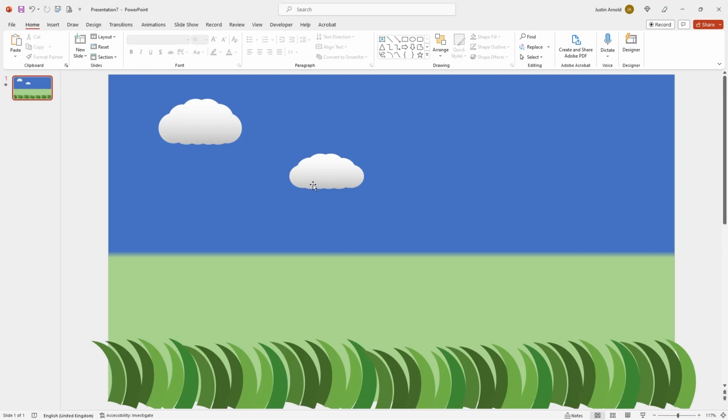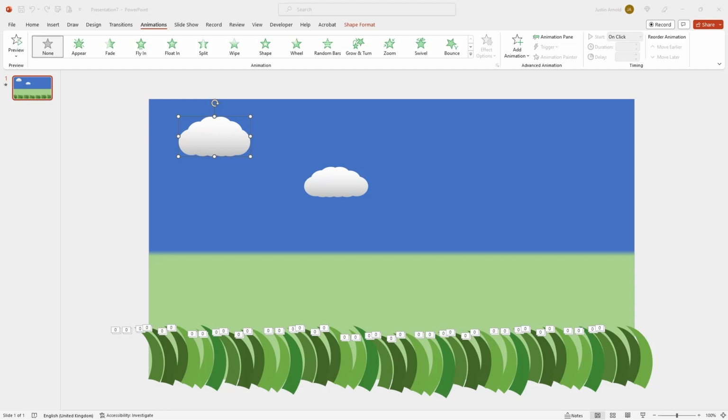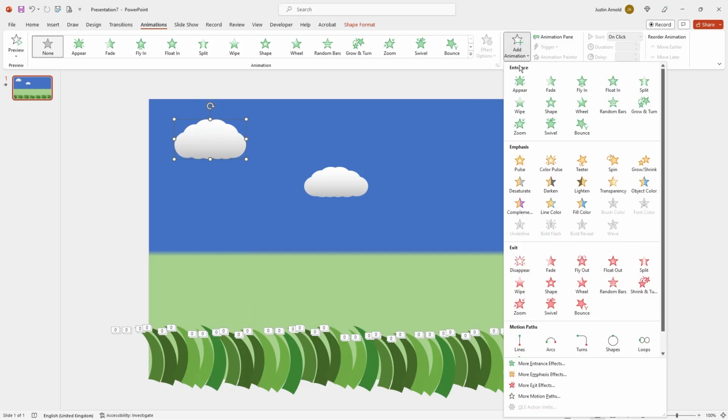So now we've got two clouds, the final step is to animate our two clouds. So let's animate this cloud then. What I'm going to do is I'm going to click on the cloud to make sure it's selected. I'm going to go into the Animations tab and then click Add Animation. And we're going to come right down to the bottom where it says Motion Paths and click on Lines.